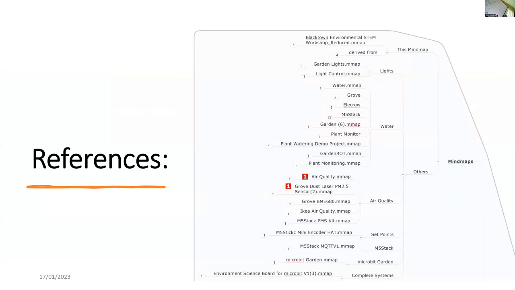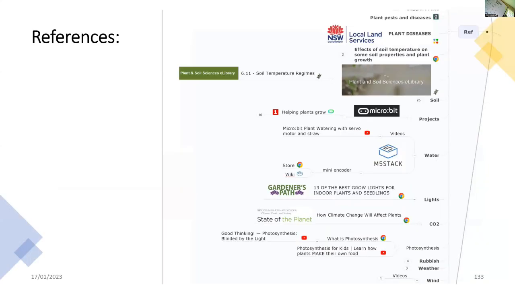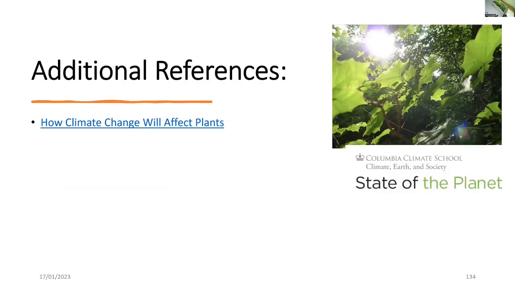Okay, so here are some of the references. The mind maps that I've used for the environmental topics, including light, water, air quality, are here. And there are plenty of references on the internet. One of the most interesting ones is from Columbia University on the state of the planet on how climate change will affect plants. So you might like to go ahead and have a look at that particular site, and it will tell you also about the impact of carbon dioxide, the increase of carbon dioxide on the photosynthesis process. And will that lead to more plant production or not? Okay, so we'll leave it there. And that concludes our videos on the microbit in the garden.